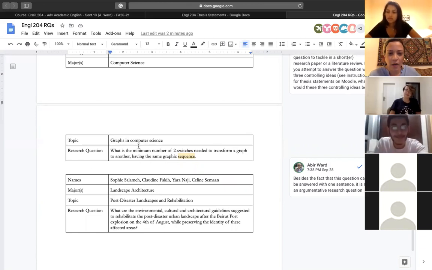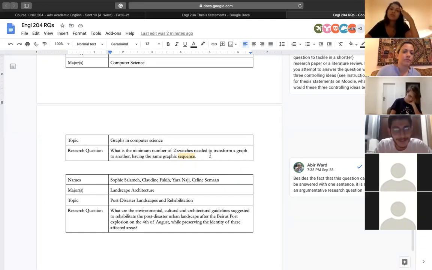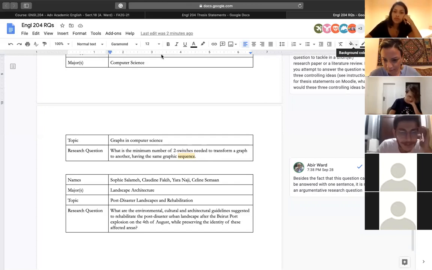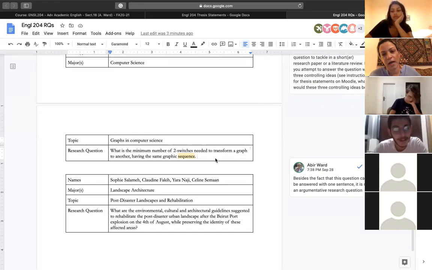Okay, well, how many 2 switches are needed to transform a graph to another having the same graphic sequence? How is this an argumentative research question? This is not an argumentative research question. That's why I waited my turn. But it cannot be answered with one sentence. No, there's research about the topic. Okay. How can you not answer it in one sentence?